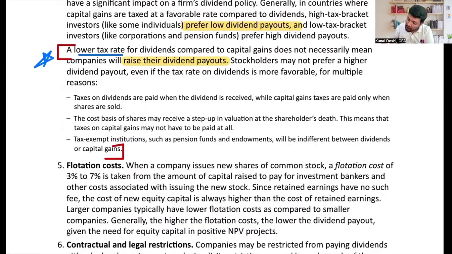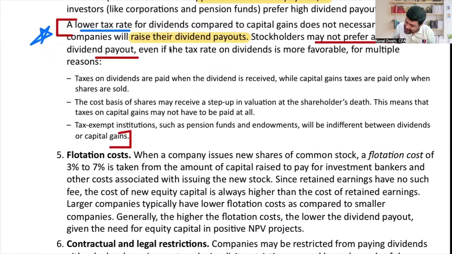Why is that so? Because stockholders may not prefer a higher dividend payout even if the tax rate is low. They have given multiple reasons for it. Very interesting. First of all, taxes on dividends are paid when the dividend is received, which is generally every year. But guys, when will capital gains tax happen? That will only happen when you sell the share, maybe after 10, 20, 30 years if you're going to hold it for long. So dividend tax is paid more frequently than capital gains tax. Therefore, I don't want my returns to be in the form of dividends and pay tax earlier. That is one very interesting reason, isn't it?